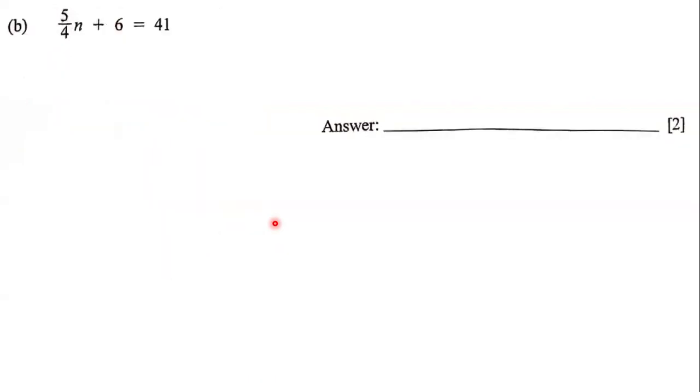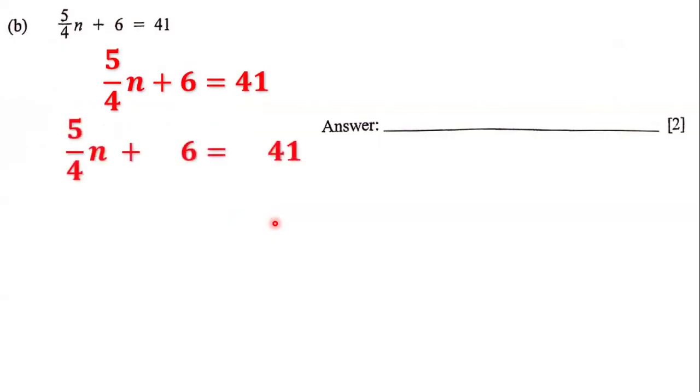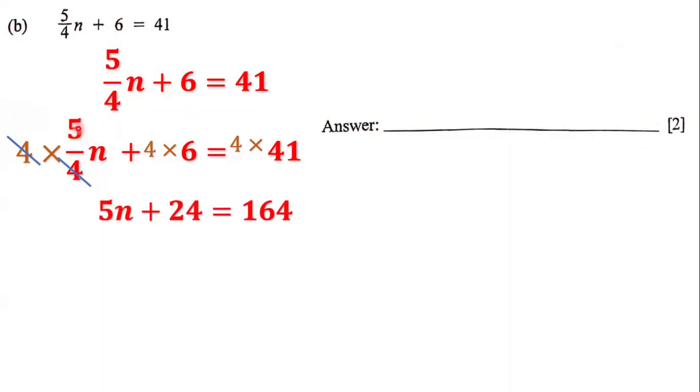Next, we have 5 over 4 n plus 6 is equal to 41. What we're going to do here is multiply each term of this equation by 4. And so the 4 cancels with this 4, and we are left with 5n. So 5n, 4 times 6, which is 24, and 4 times 41, which is 164. And so what we do here is we send this 24 over the equal sign. It was positive 24, but when we send it over the equal sign, it becomes negative 24.